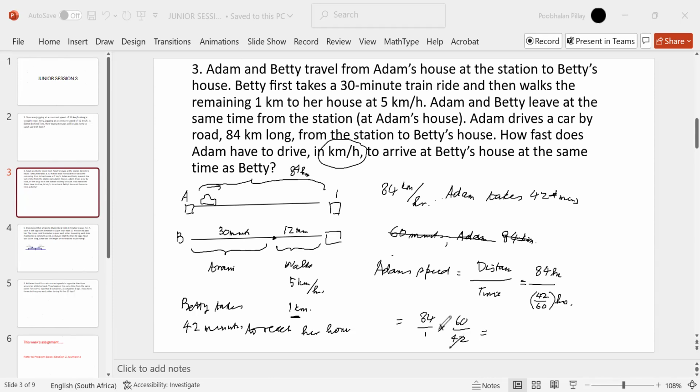And you see 42 goes exactly into 84. And the answer will be in kilometers per hour, because we converted into kilometers here and hours here. 2 times 60 is 120 kilometers per hour. So Adam's speed will be 120 kilometers per hour to cover that distance of 84 kilometers in 42 minutes.